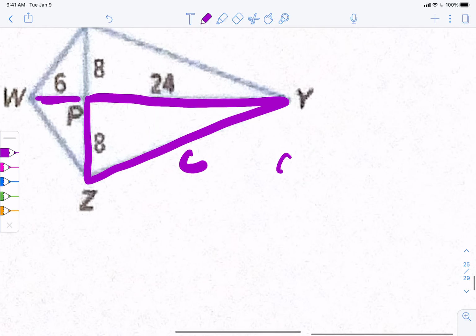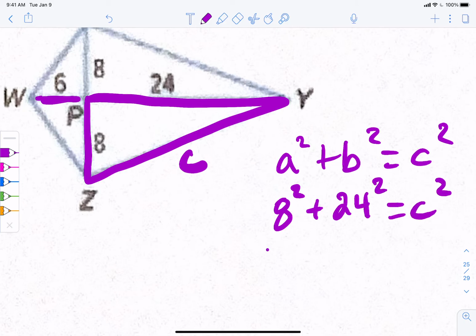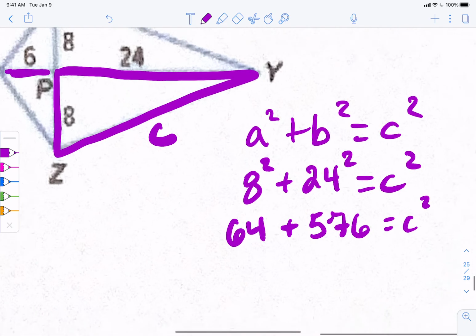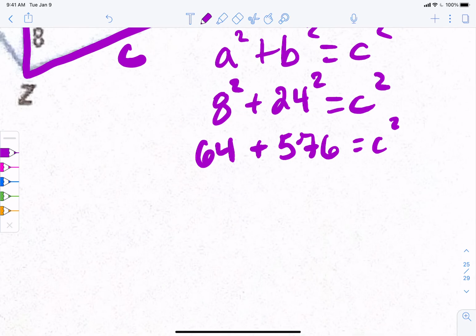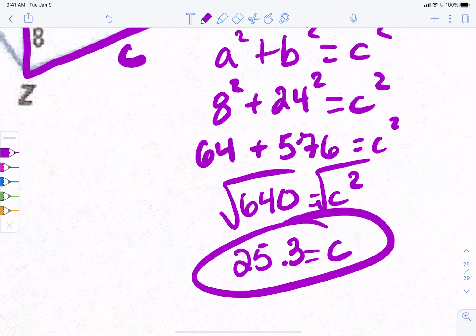What do you want A to be? 8. 24 is B, and we're looking for C. 8 squared is 64. 24 squared is 576. Equals C squared. 64 and 576 is 640. Take the square root of 640, and C is 25.29. 25.3, let's go with that.